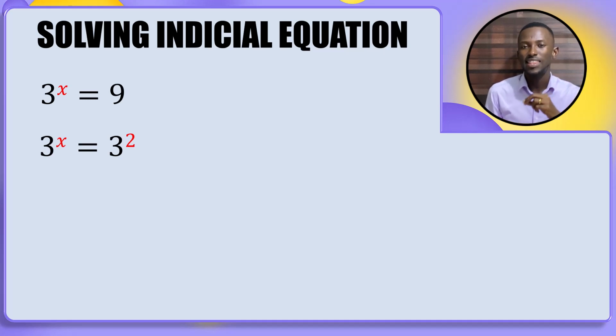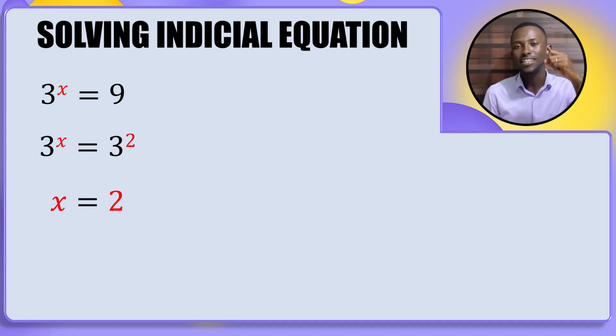After we've gotten the numbers having the same base, for example, 3 to the power x is equal to 3 to the power 2, it simply means that the exponents are also the same since the bases are the same. On the right-hand side, the base is 3. On the left-hand side, the base is 3. Which simply means that the exponents, or the indices, are the same. So x is equal to 2. So we are done solving for the unknown, which is x. Easy, right? Yes, it is easy.